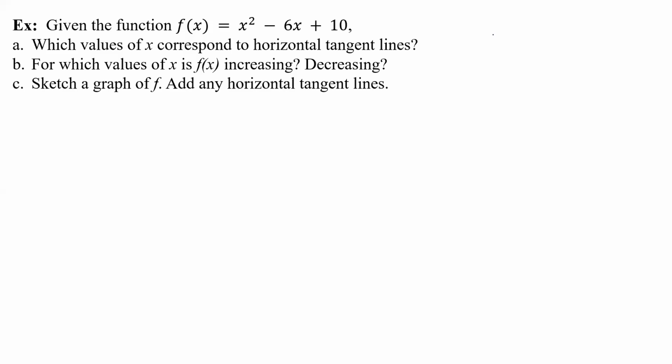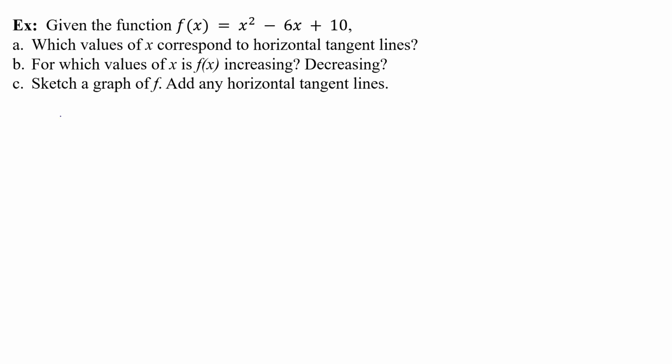All right, so here we're given the function f of x is equal to x squared minus 6x plus 10. Which values of x correspond to horizontal tangent lines? And then for which values of x is f of x increasing or decreasing? And then sketch a graph of f and add any horizontal tangent lines.